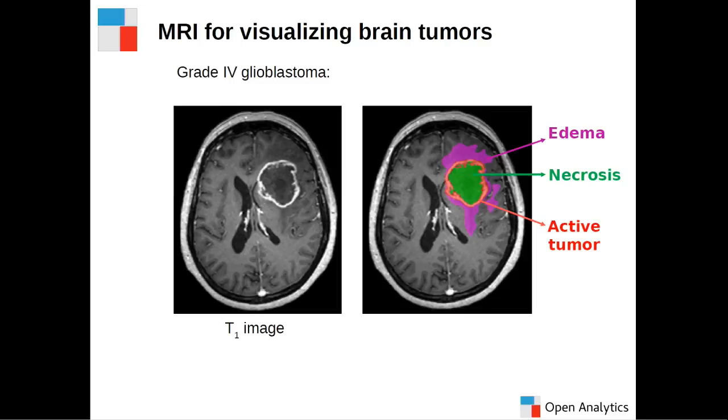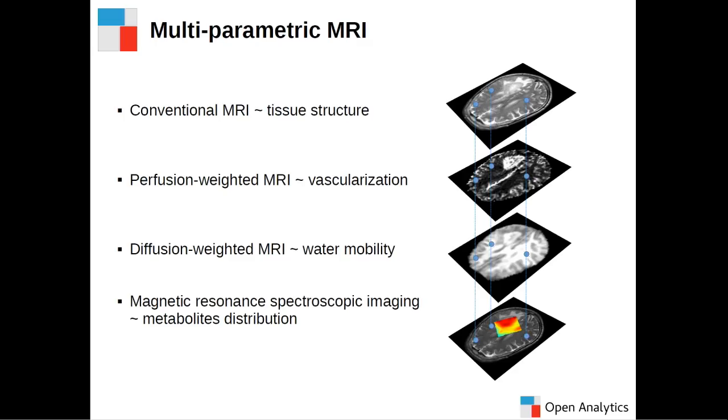Based only on this conventional MRI data, it was found that we cannot really give a reliable automatic differentiation of these tumor substructures. So what we do is we consider multiparametric MRI. That actually means that we have our conventional MRI data, and we include additional MRI modalities, which give us additional information about our brain tumor. Conventional MRI basically gives us information about the tissue structure. Besides that, we also consider perfusion-weighted MRI, which gives us insight into the vascularization within the brain and within the tumor.